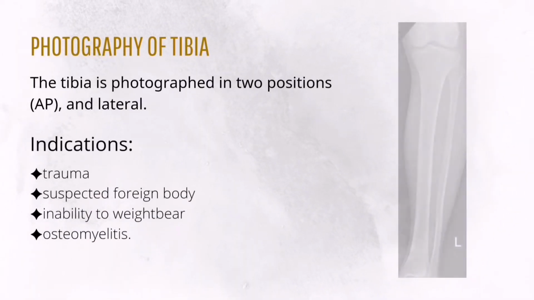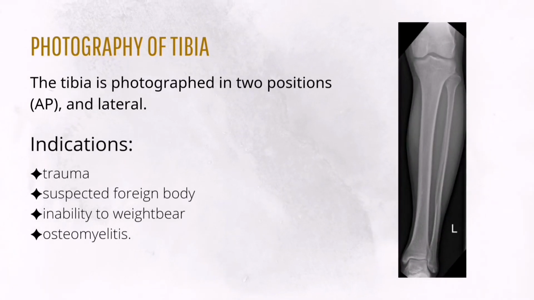Photographing of the tibia. The tibia is photographed in two positions, AP position and lateral position. Then we have the indications for why we photograph the tibia, such as trauma, suspected foreign body, inability to bear weight, and osteomyelitis.